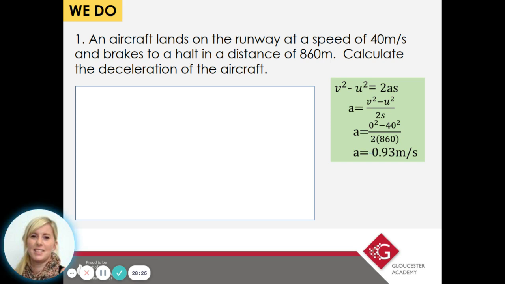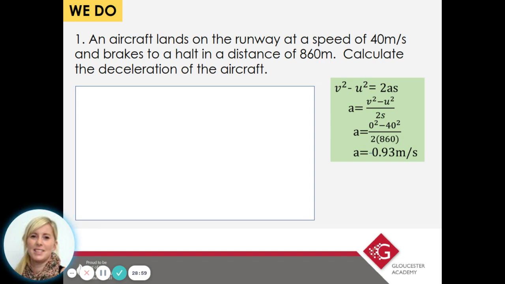So when you look in the green box, that equation is the standard equation, and we're trying to work out a. So we need to get a on its own. So we're going to take 2 times s, and we're going to move that over to the other side. Now, if we do times and we move it over, then obviously that changes to divide, which is why it becomes divided by 2 times s.